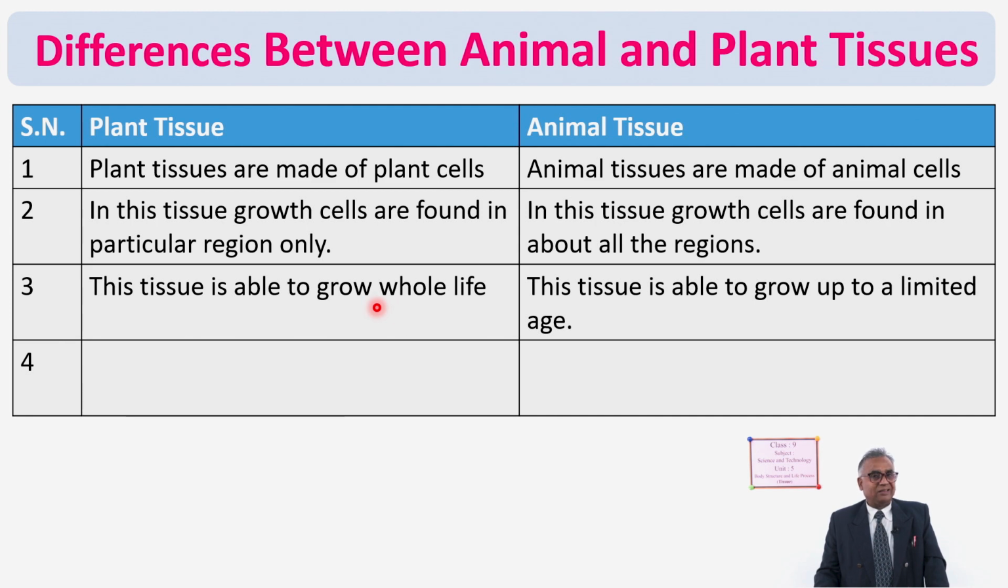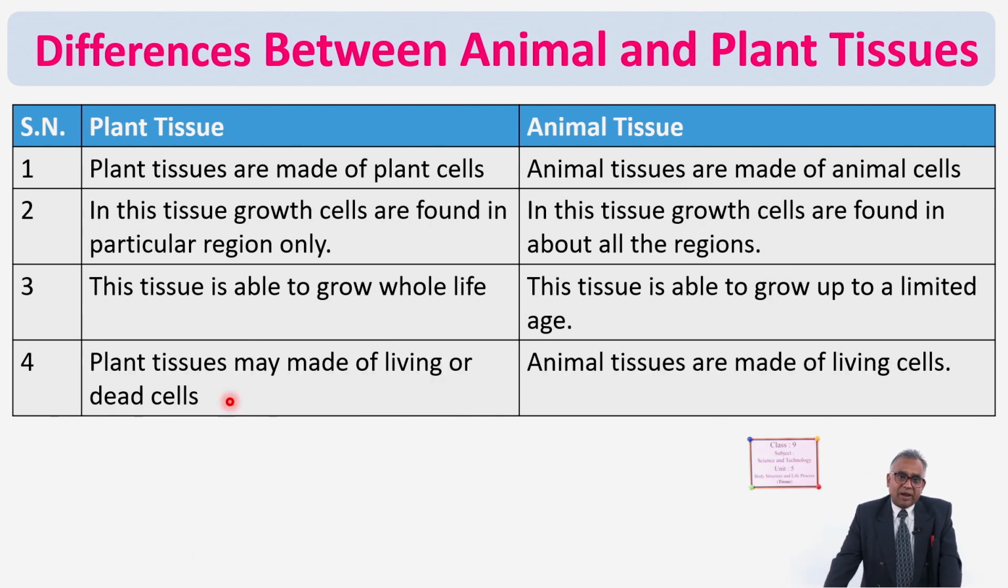Next, plant tissue is able to grow for the whole life. Plant cells grow throughout life, so plants show growth all the time. But in animals, after a certain time, the growth is restricted. Due to that, you have seen that very old people have shrunken skin and a thin body. It is because their cell growth is not as proper as it was in the younger stage. Next point: plant tissues may be made of living or dead cells, but there is no animal tissue with dead cells. All animal tissues have living cells.